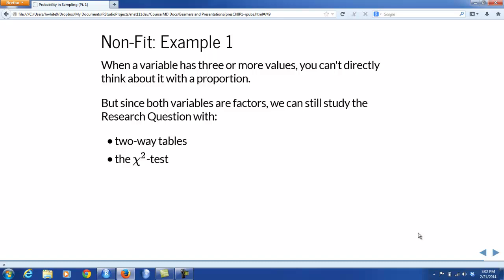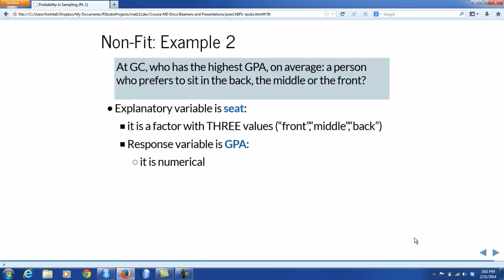But unless I have a special reason for reducing the variable like that, I don't have a P1 minus P2 research question. However, both of the variables are factors, so I can still study this research question with techniques that we've already learned, with descriptive techniques like two-way tables, or inferential techniques like the chi-square test. Here's another example of non-fit.